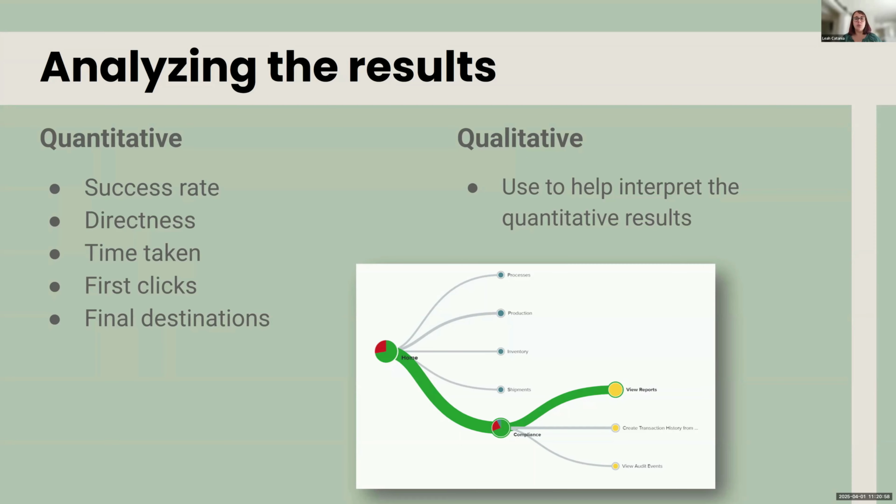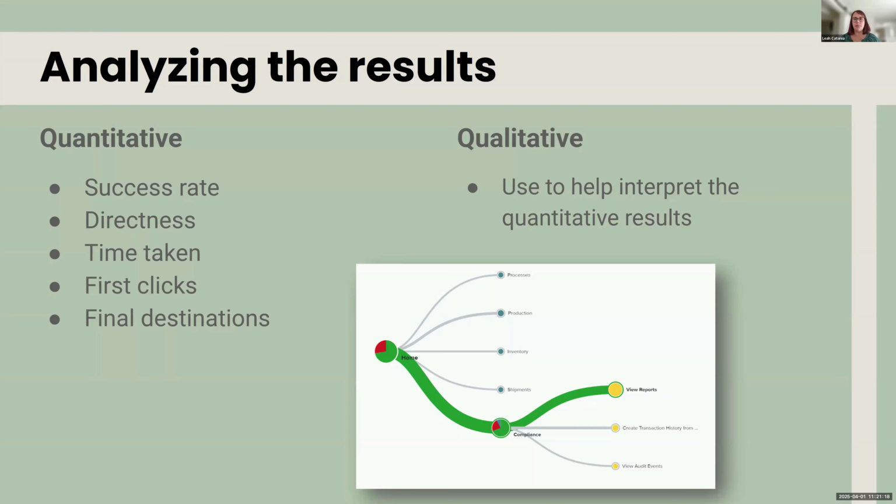First clicks. So this is which option the participants clicked on first for each task. We know there's a huge drop-off rate if people make one choice and then they can't find the information that they think they need, or they don't see anything promising in front of them. So knowing what they clicked on first, especially if it's not as direct, but it is still successful, is incredibly useful. And then final destination.